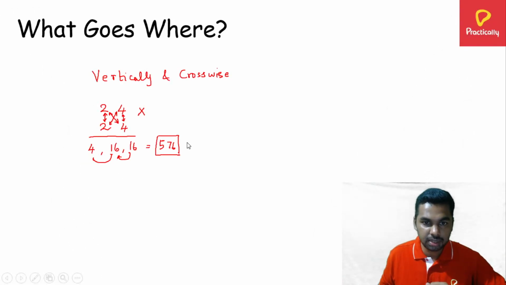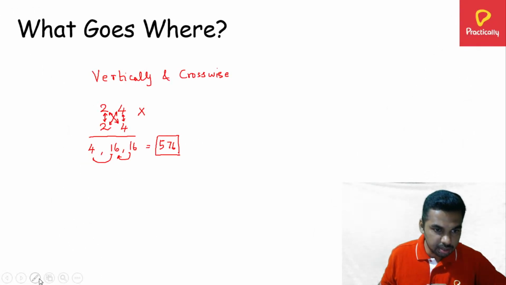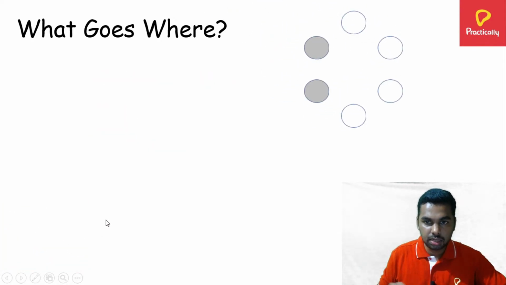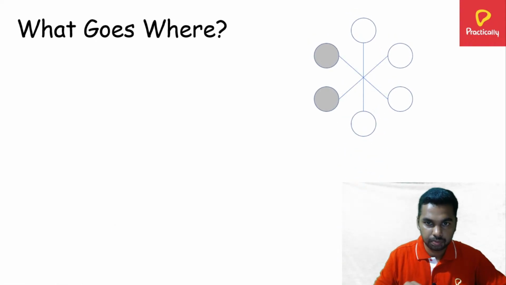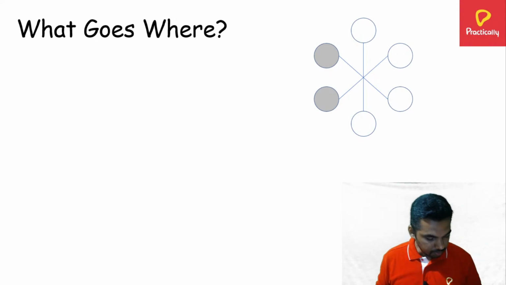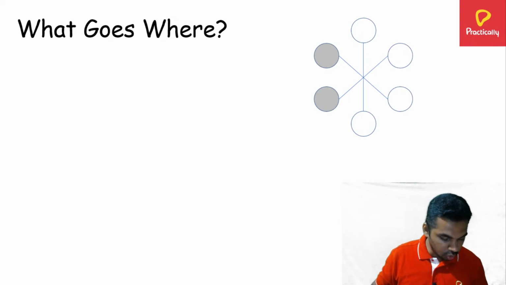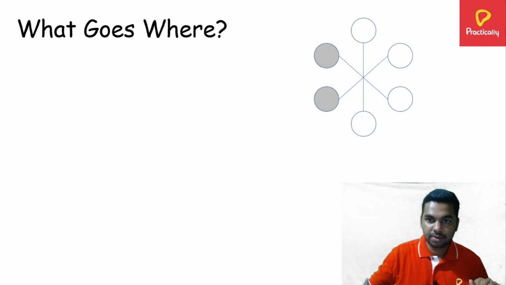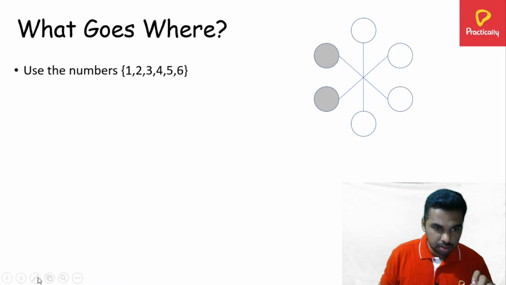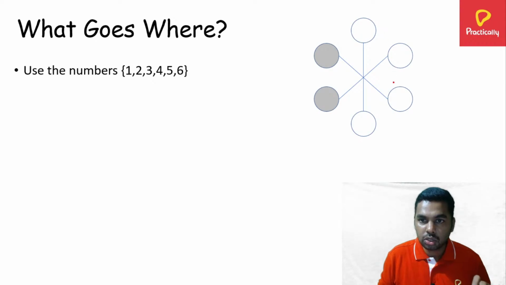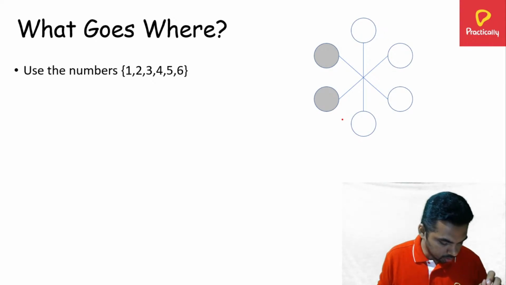So what we'll try here, let me erase this, and let's just try this puzzle. Okay, so the puzzle is what goes where. So that is the puzzle. So you have so many boxes here, and each box should have a number. Each box here should have a number written on it.